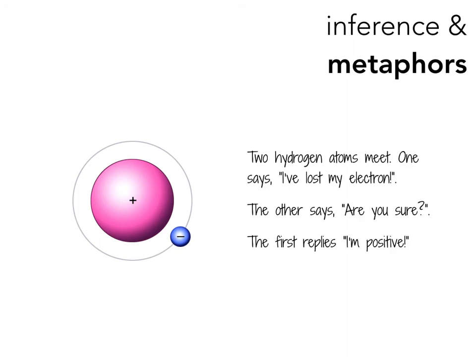Two hydrogen atoms meet. One says, I've lost my electron. The other says, are you sure? The first replies, I'm positive. Here, you have to understand the juxtaposition between the literal relationship between atoms and electrons and the figurative use of I'm positive, which for people with right hemisphere damage would be very difficult.